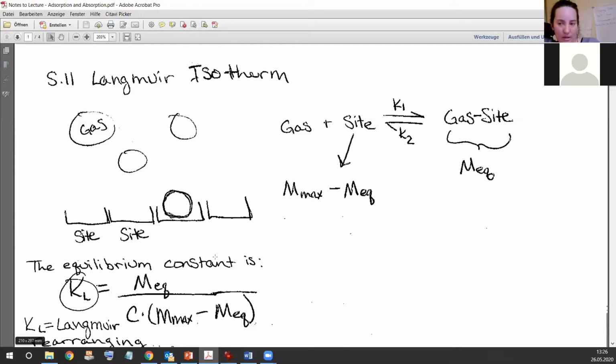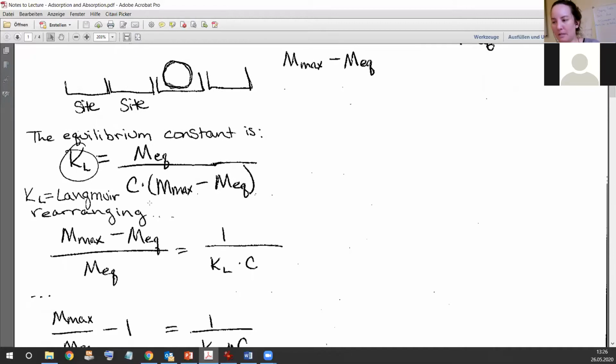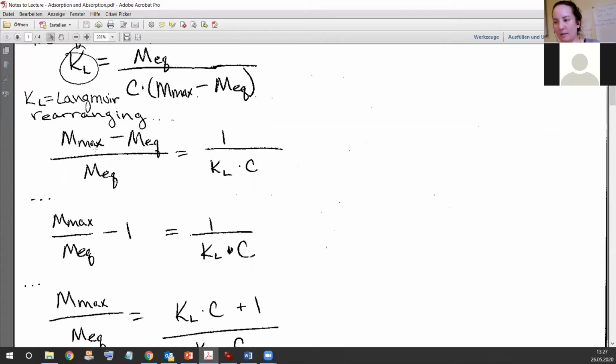Okay, so this is how we get from the assumptions of the model to the definition of the Langmuir equilibrium constant. Now I'm going to show you how this equation is typically rearranged. So this equation can be rearranged: (M max minus M equilibrium) divided by M equilibrium is equal to 1 divided by the constant times C, the concentration of the gas. M equilibrium divided by M equilibrium is 1. So this yields M max over M equilibrium minus 1 is equal to 1 divided by K_L times C.